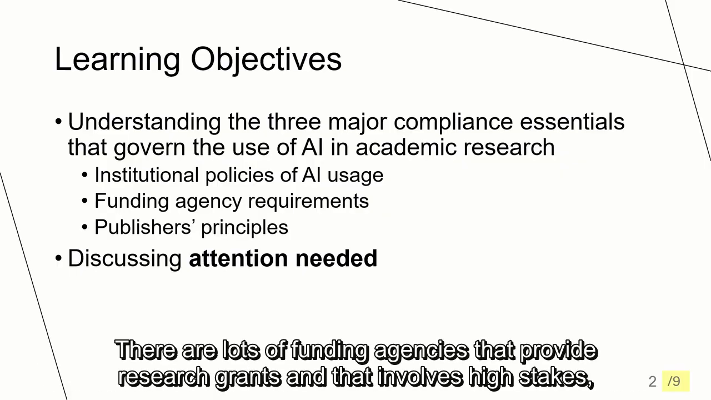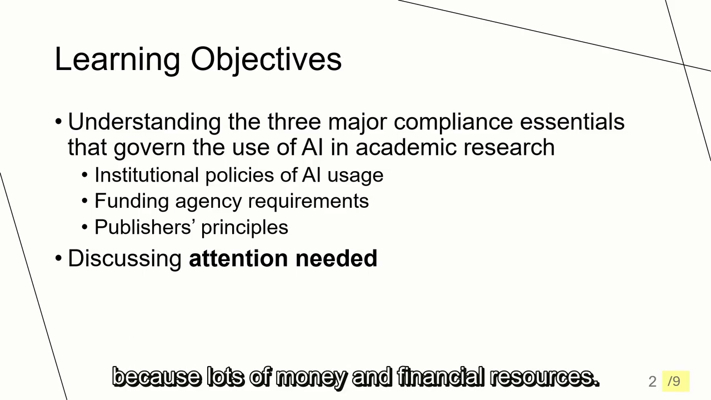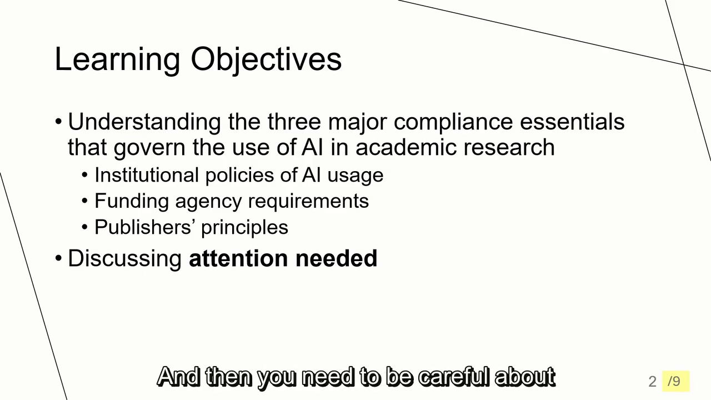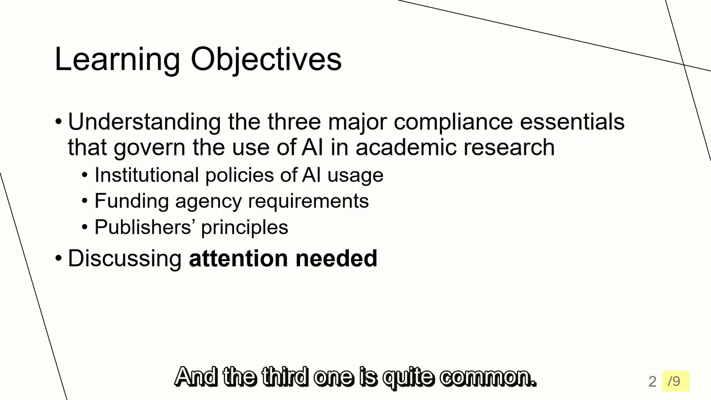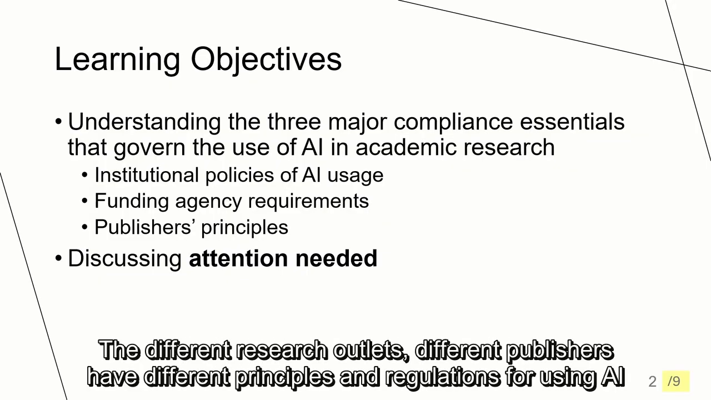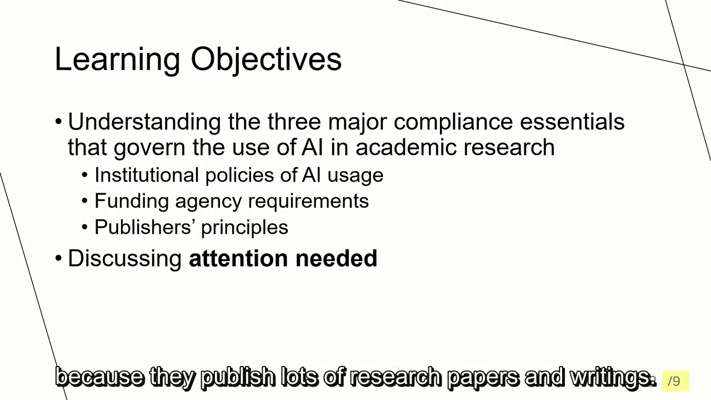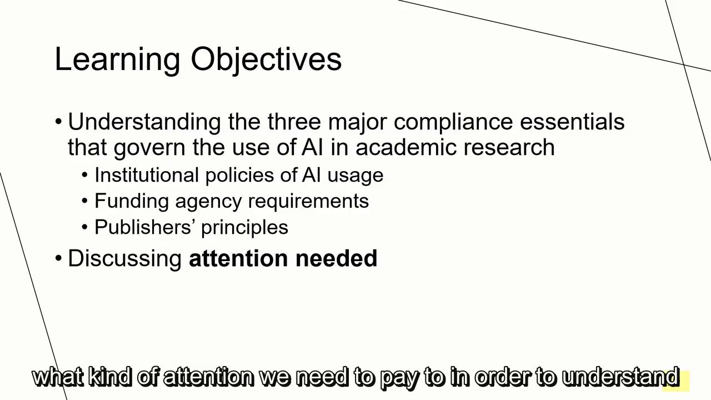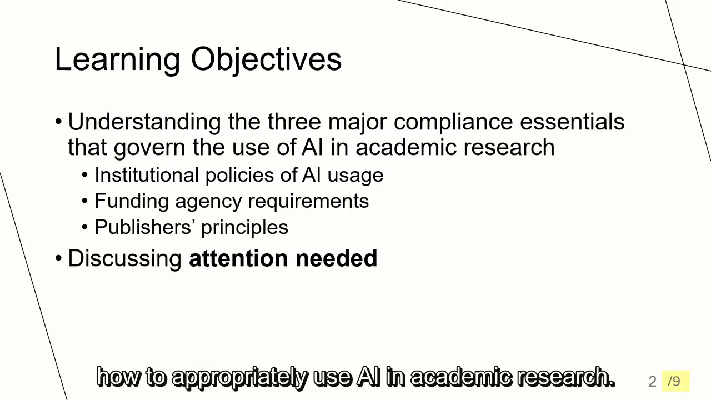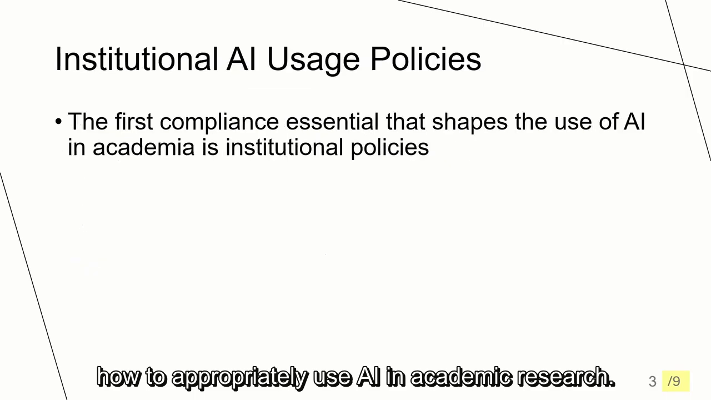There are a lot of funding agencies that provide research grants, and that involves high stakes, because it's lots of money and financial resources, and they need to be careful about whether people use AI appropriately before they apply for research grants. And the third one is quite common. The different research outlets, different publishers, have different principles and regulations on using AI because they publish lots of research papers and writings. So in the end, we want to know what kind of attention we need to pay in order to understand how to appropriately use AI in academic research.